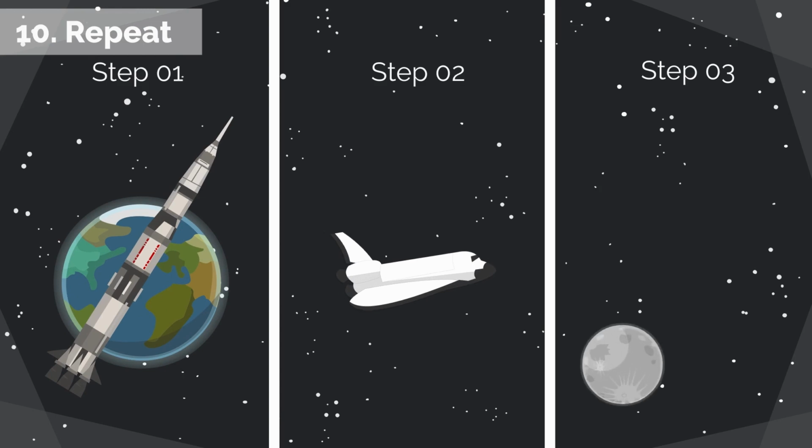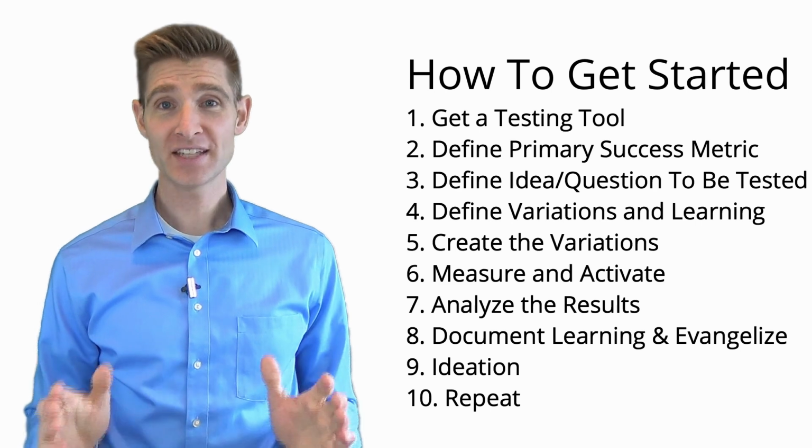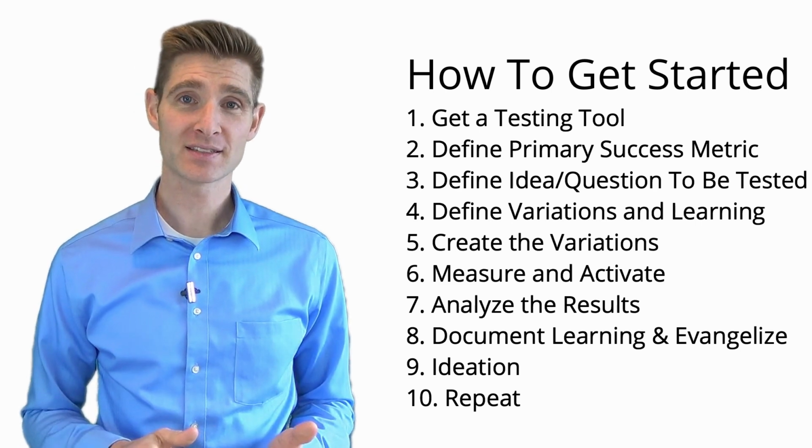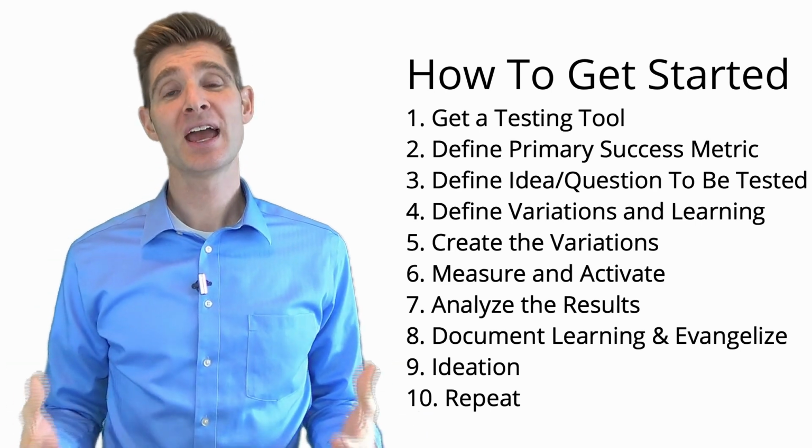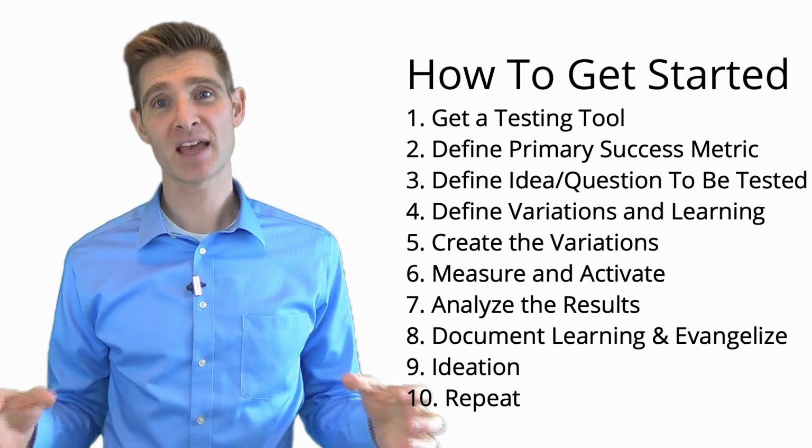With your new ideas, you can go back to the beginning, create a good business question, make sure you have the right things in place, and start a new testing series. So those are the quick and dirty 10 steps on how to get testing. You want to get a testing tool, you want to define success. You want to begin with a high-level question and then create strategic variations to answer that question.